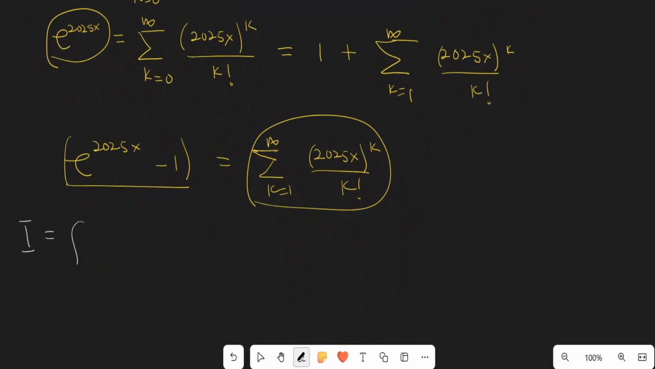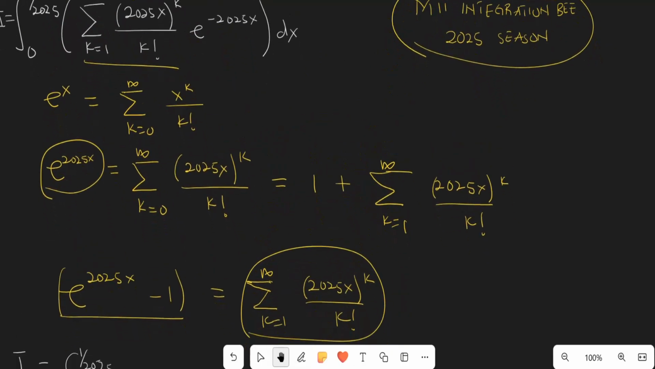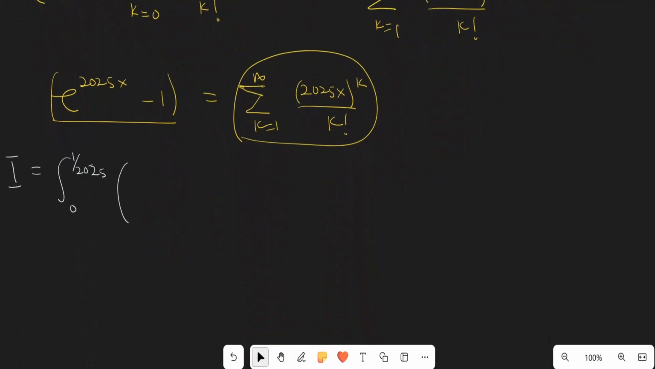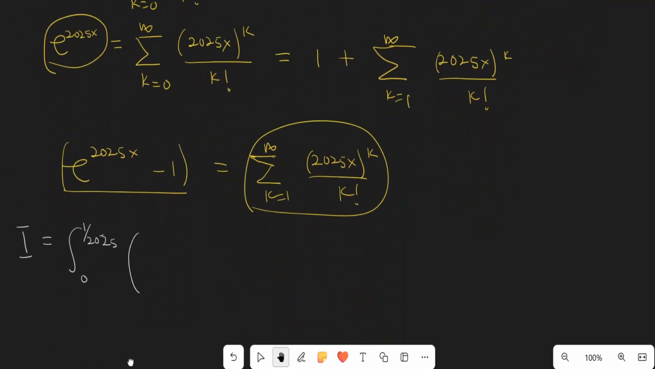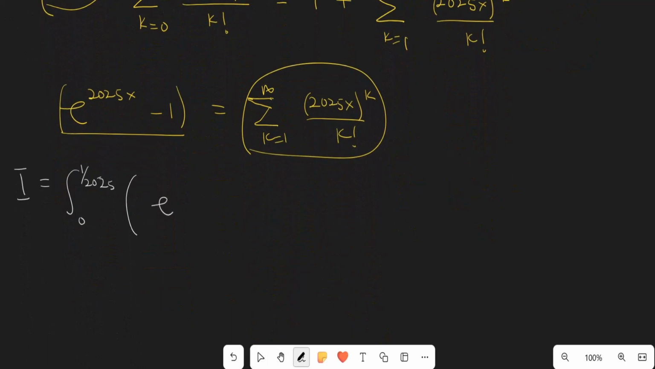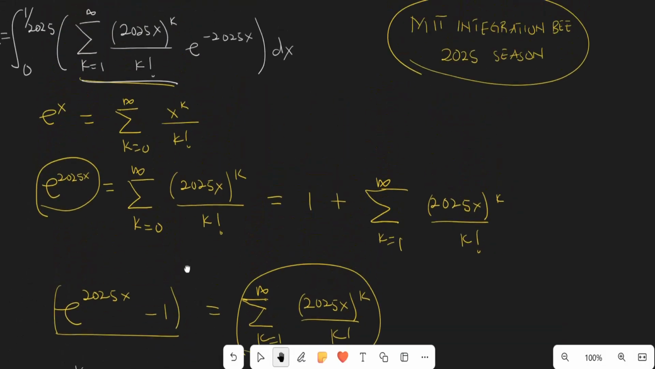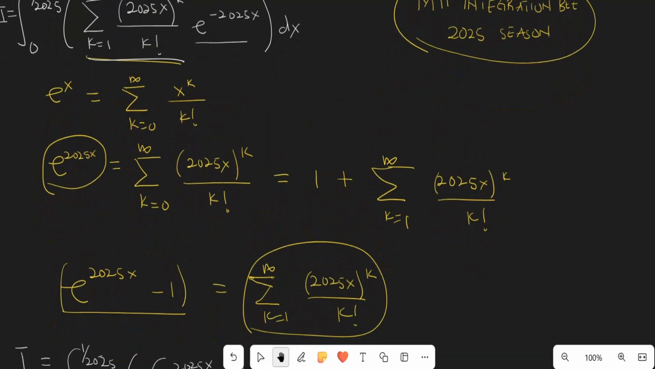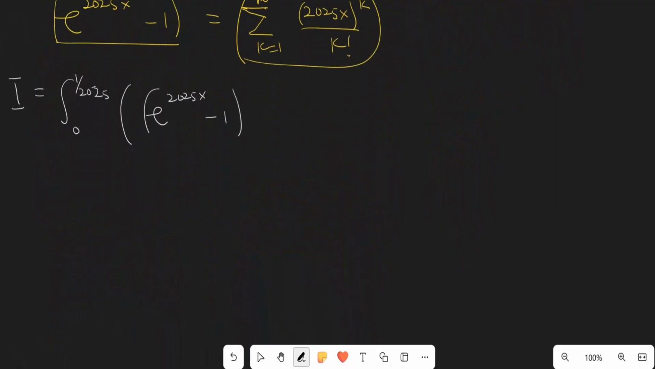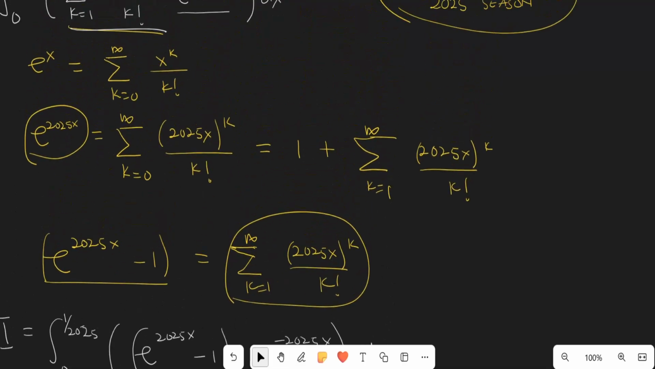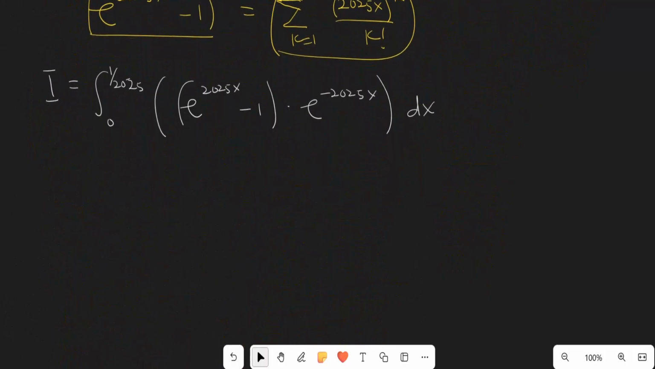So I here is going to be the integral from 0 to 1 over 2025 of, so in place of this one, I am going to replace that with this, which is e raised to the power 2025x minus 1, like this, and that one times this e raised to the power negative 2025x, like this, all this dx. So this is how our integral can be simplified.